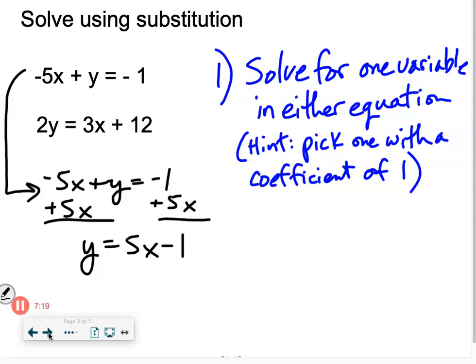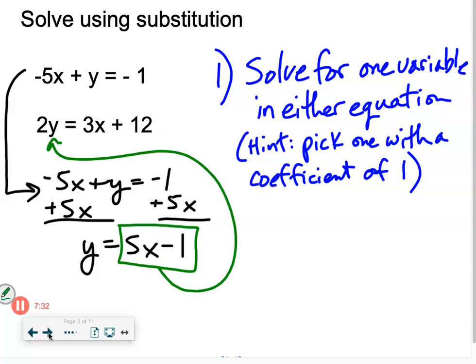It's called substitution because you take whatever you got and you substitute this for y in the other equation. So in the other equation, you replace the y with 5x minus 1. So I'm going to write that down. You guys can go ahead and start working on that if you want, but I'm going to put step 2.